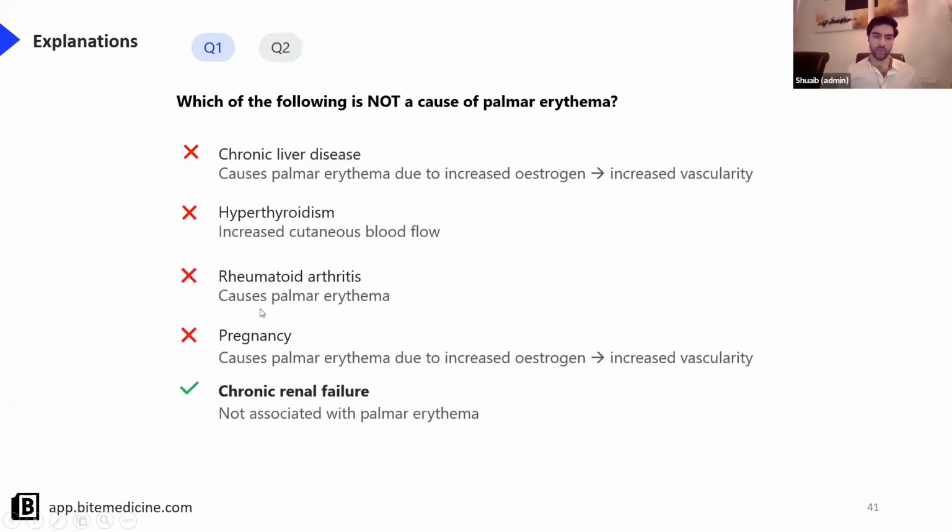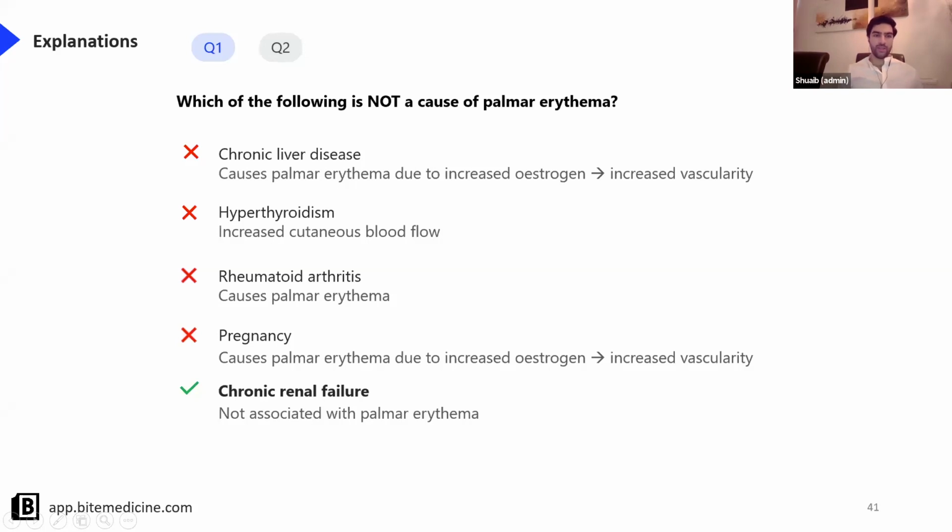Rheumatoid arthritis, which is what most of you went for, does cause palmar erythema. I tried to look up the mechanism and I couldn't really find anything conclusive, but rheumatoid arthritis is definitely linked with palmar erythema. Chronic liver disease, of course, increased estrogen leads to increased vascularity, and that causes red hands, or the erythematous look. Same thing with hyperthyroidism, you get increased cutaneous blood flow. In pregnancy, you get increased estrogen, and again, that leads to increased blood flow in the hands. Chronic renal failure is not associated with palmar erythema.